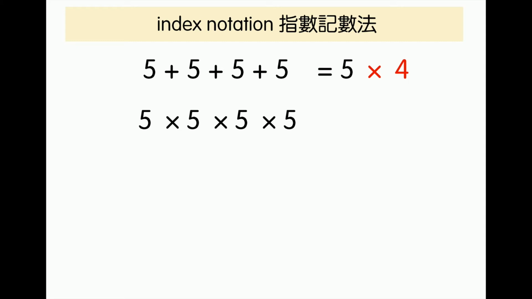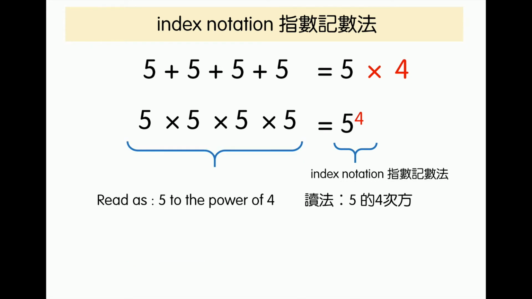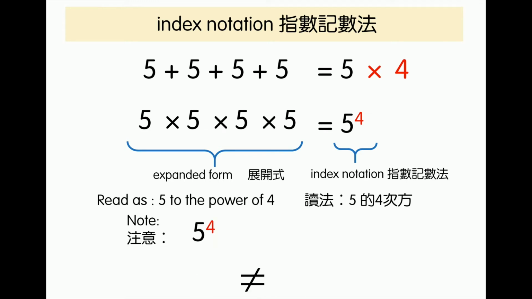We can simplify this as follows. We read this as 5 to the power of 4. Writing it this way, this is called index notation. And the part to the left, this is called its expanded form. With the example above, we can easily see that 5 to the power of 4 does not equal 5 times 4. Be extra careful when you are calculating.